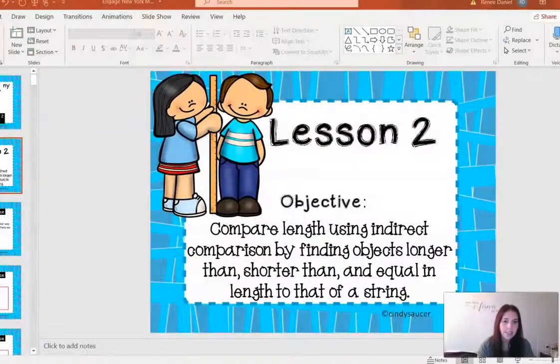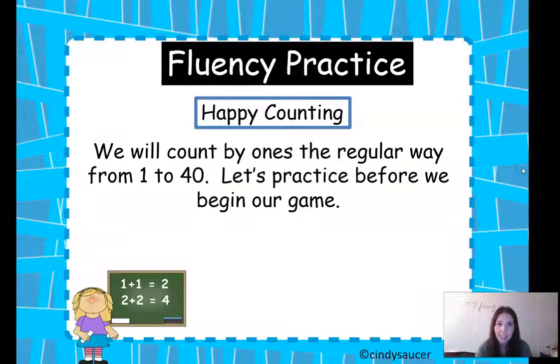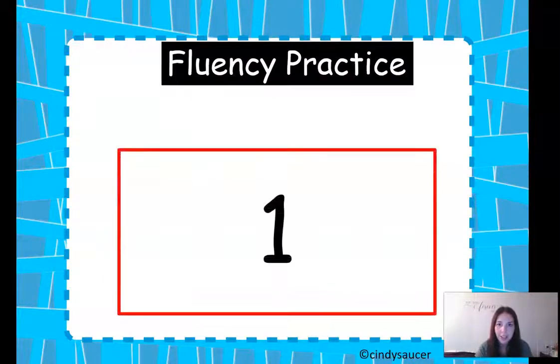All right, let's start with some counting. All right, so this is our objective. Compare length using indirect comparison by finding objects longer than, shorter than, and equal in length to that of a string. Today we're going to use a shoe instead of a string, and I'll tell you more about that later. But first we're going to do some counting all the way to 40. Regular counting, just counting by ones. Okay, get ready. Here we go.